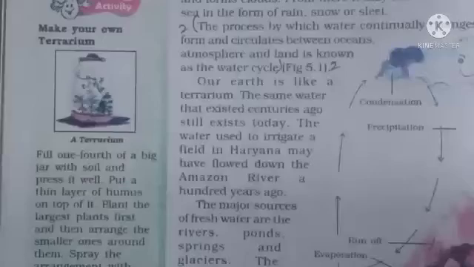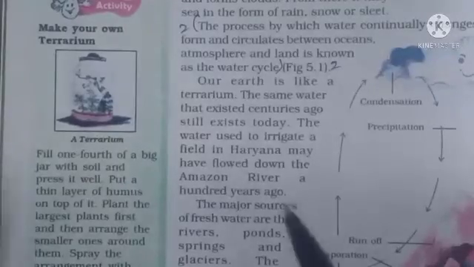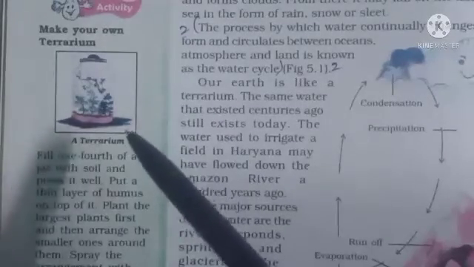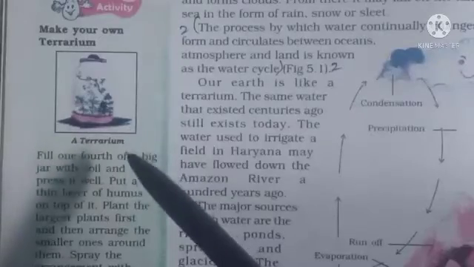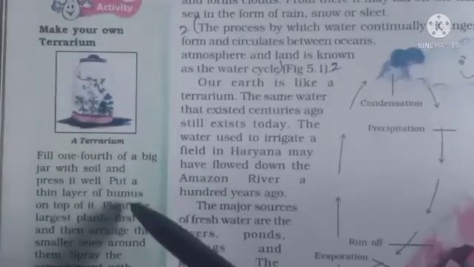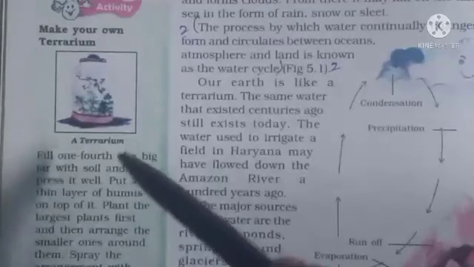Students, now we will do the terrarium. It is an artificial enclosure for keeping small house plants. Today let's begin with an activity. Let's start doing the terrarium. Now take a bottle. Fill 1/4 of a big jar with soil and press it well. Put a thin layer of humus.